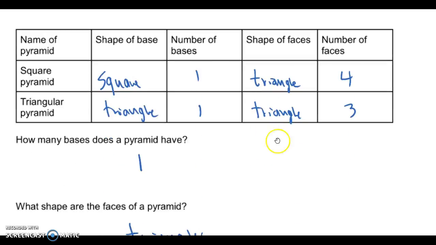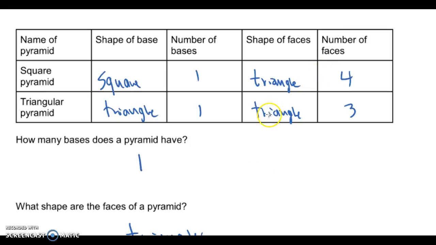So let's get into some details here. The square pyramid, the shape of the base is a square, and there's one of them. The triangular pyramid, the shape of the base is a triangle, and there's one of them. But for both of the pyramids, or any pyramid in general, the shape of the face is going to be a triangle. And depending on what the base is, if it's a square, we know that all of those faces are going to be equal. If it's an equilateral triangle, then all of those faces will be equal.